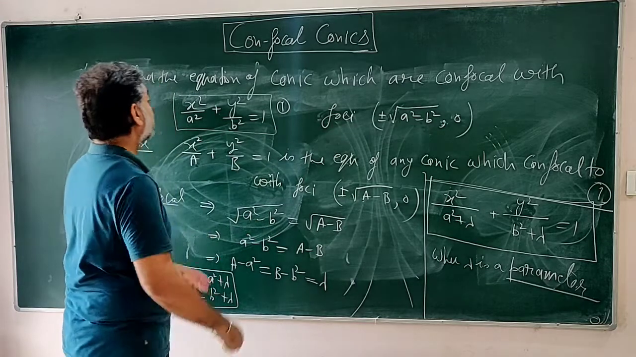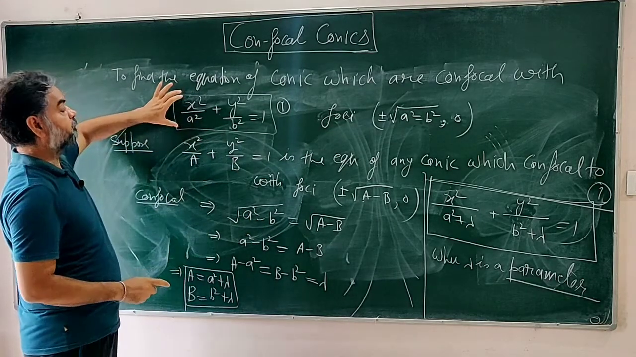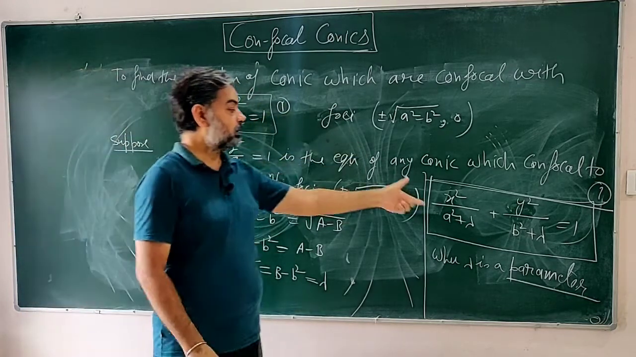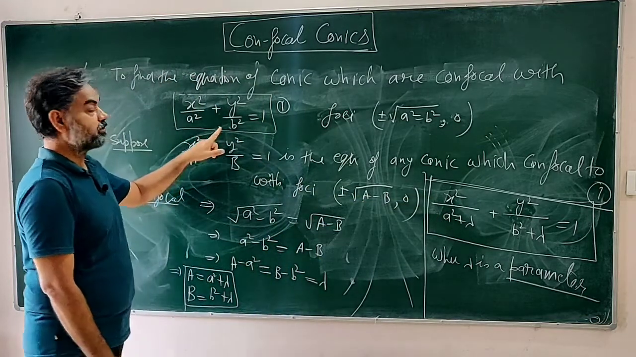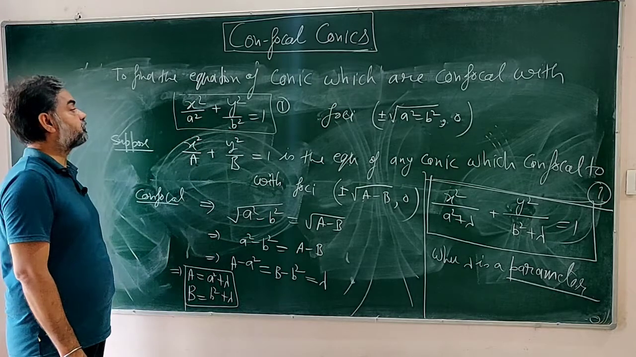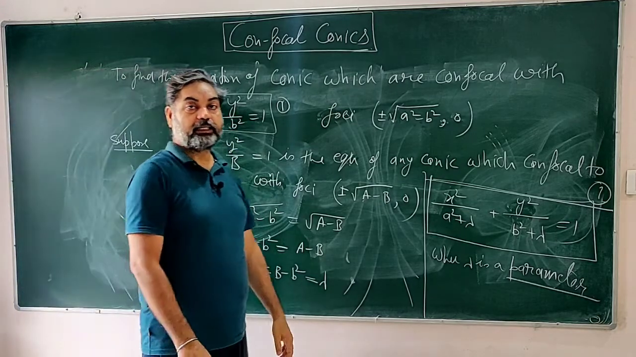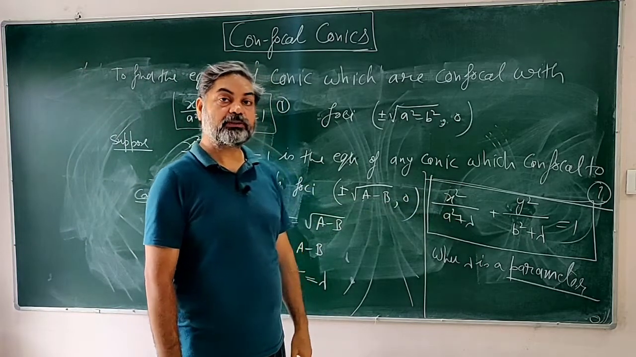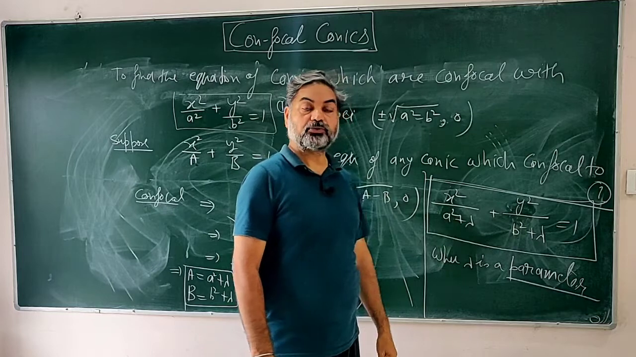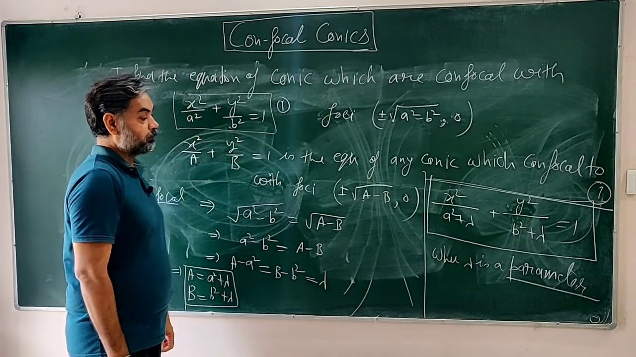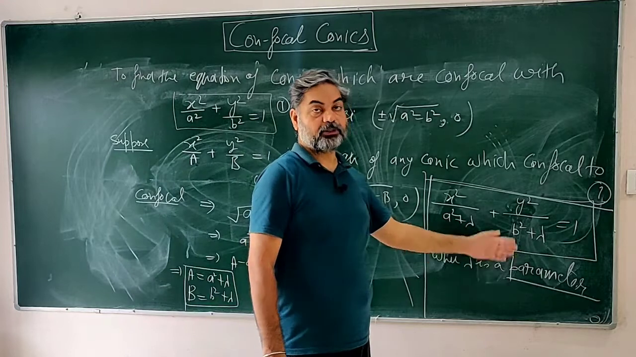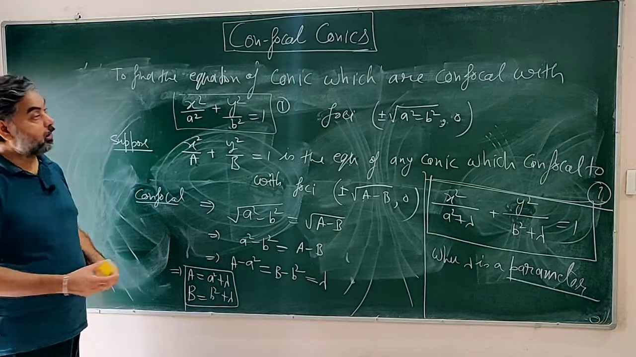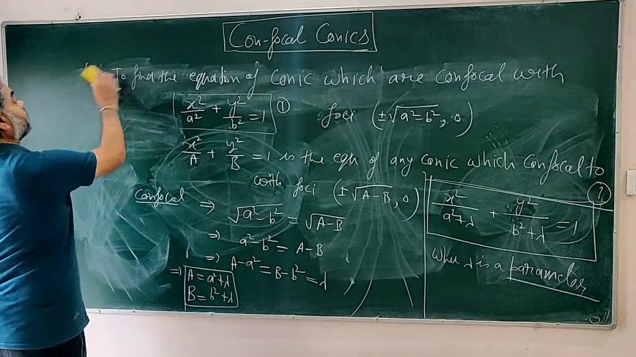So we have shown that if this is a given conic, then any conic which is confocal to this conic will have an equation of this type. If the conic is x square over a square plus y square over b square is equal to 1, then the equation of any conic which is confocal to it would be x square over a square plus lambda plus y square over b square plus lambda equal to 1, where lambda is a parameter. So this is the equation of any conic which is confocal to the given conic. Now we have another article.